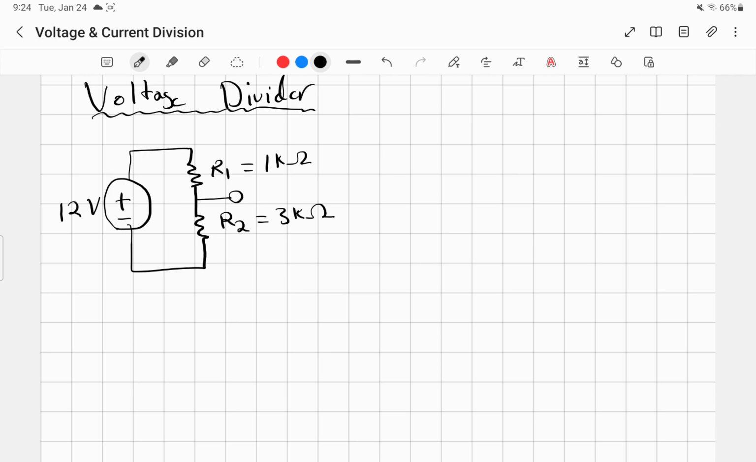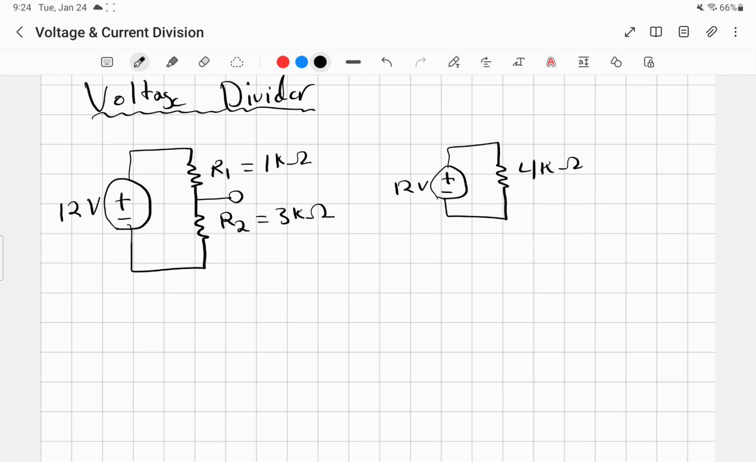So hopefully you thought about it, and now let's get into the math and see what the answer is. We are going to have to use Ohm's law here, and it's going to be pretty simple. First, we're just going to find the equivalent resistance of this, which is easy peasy for you guys. You've done really complicated equivalent resistance for circuits. So now we have a 12 volt source and a 4 kilo ohm equivalent resistance. We can find the current through the circuit.